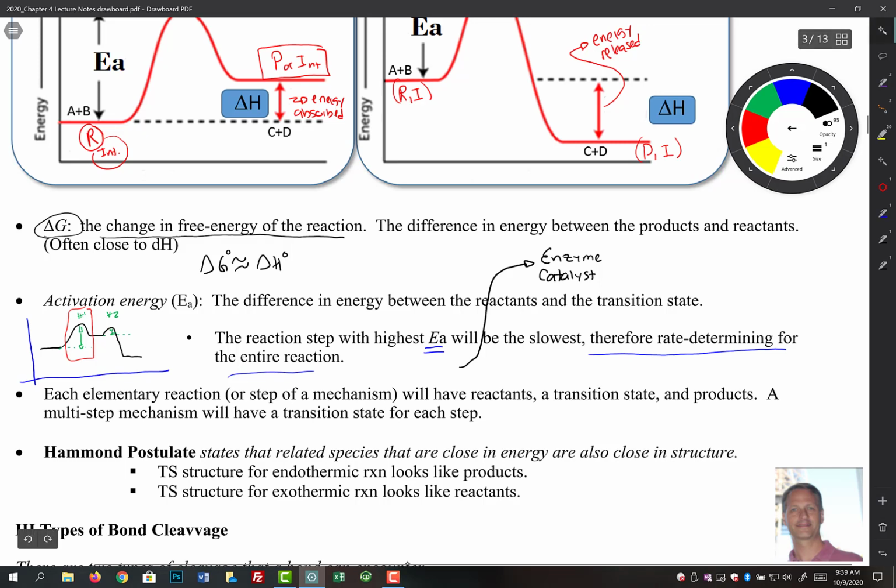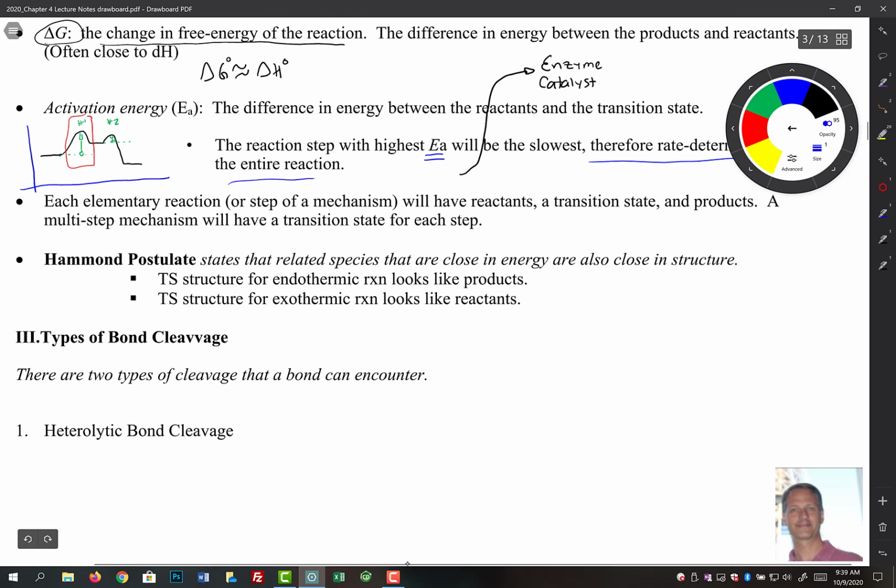Now, the other thing that I'll mention here, and we're just going to make a note of this and then look at it as we go through this reaction chapter, is this very important postulate called the Hammond postulate. And it simply states the following, and this is key. It states that related species that are close in energy are also close in structure. So what that means is this, and this is the key thing. The transition state structure for an endothermic reaction looks like the products, and the transition state structure for an exothermic reaction looks like the reactants.